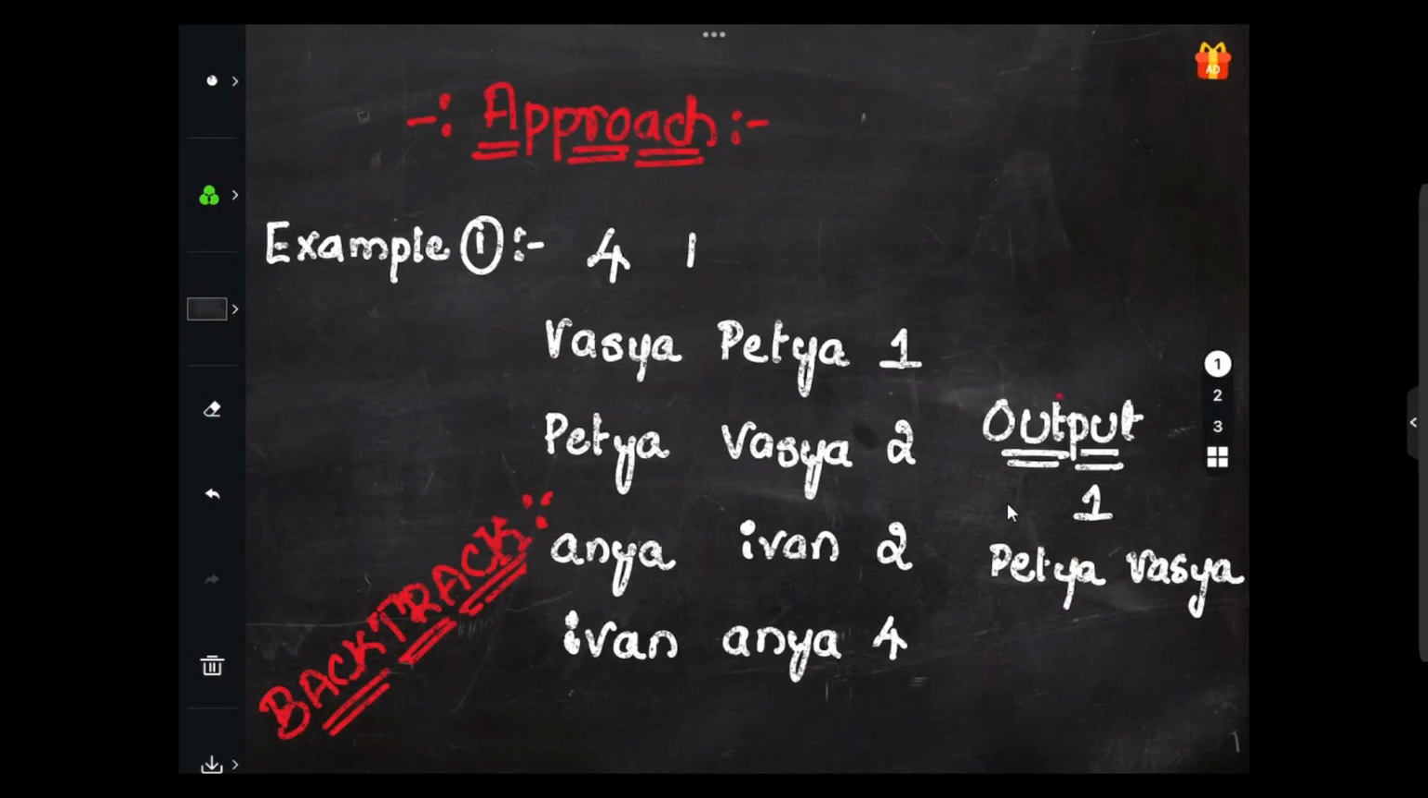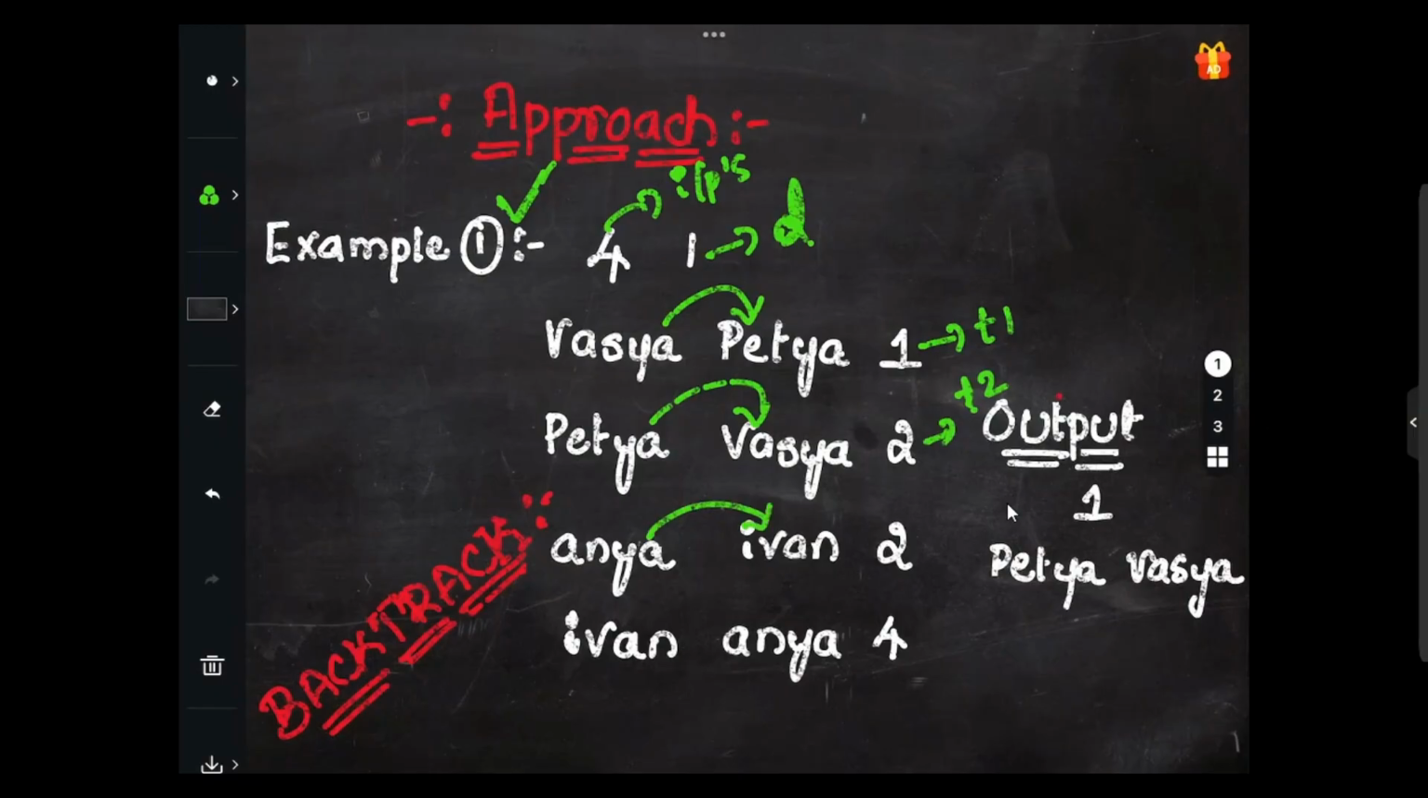I have considered the same first example that they have given in the question, right? Here 4 is nothing but the number of inputs. Here 1 is D, nothing but the time difference, right? So here A is sending the message to B. Vasya has sent the message to Petya at time T1, and Petya has replied to Vasya at time T2, nothing but 2 in this case. T2 is 2.